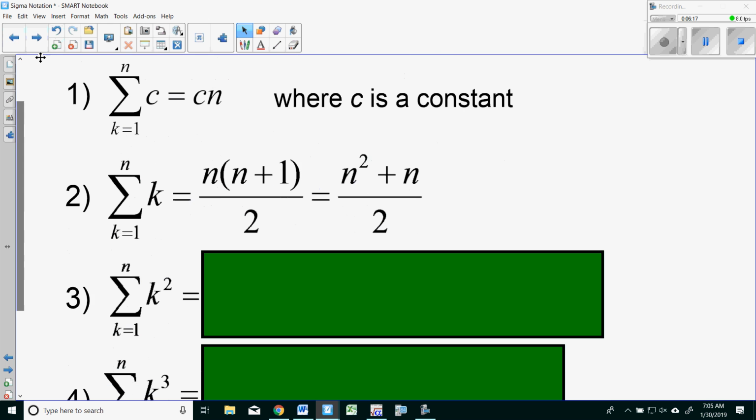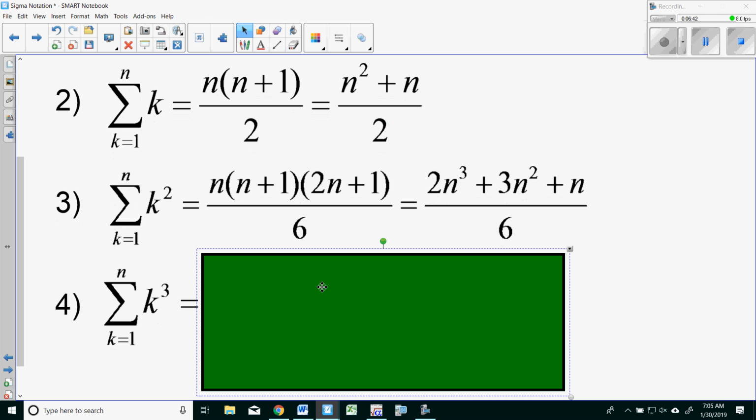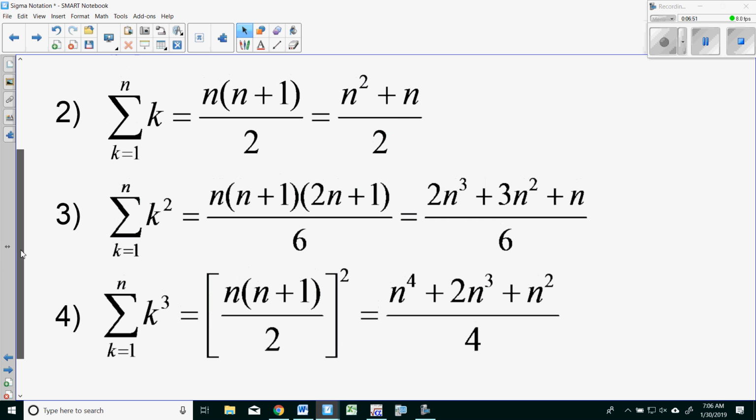So if we use that formula, and we would come back here, oh, we need the next one, k squared. If we come back here for k squared, we have this formula. So if we have 1 to n of k squared, it's the first formula or the second one, which would be more helpful for us. This is 2n cubed plus 3n squared plus n over 6. And our final one is for k cubed, and this is n to the 4th plus 2n cubed plus n squared all over 4. So I'll give you a second to write those down.